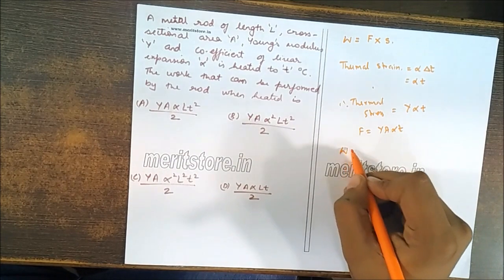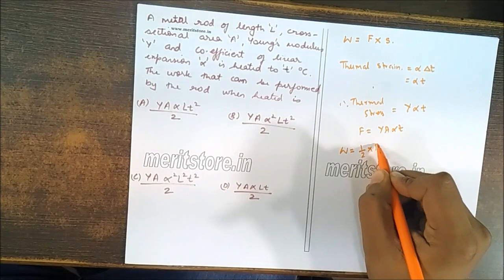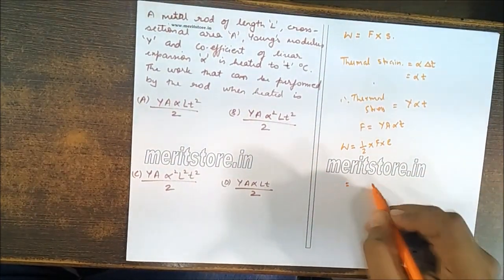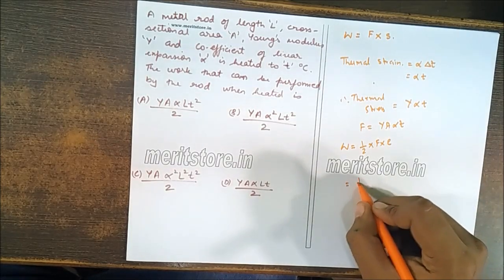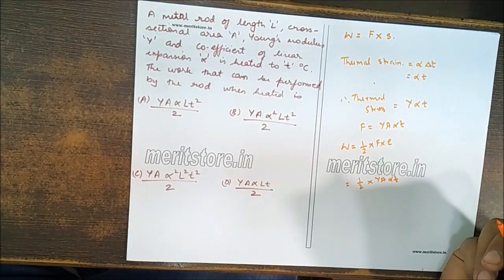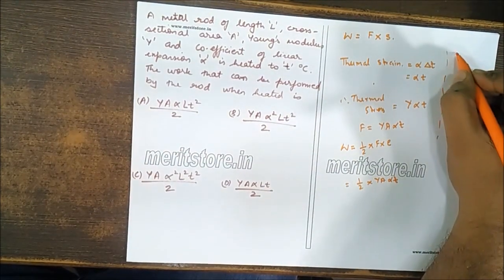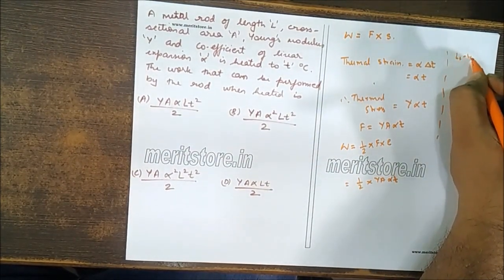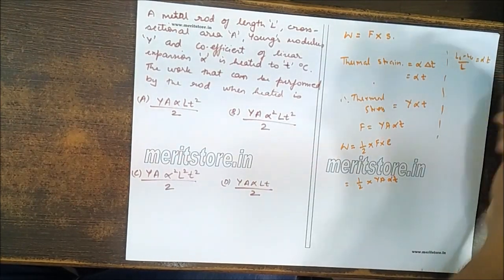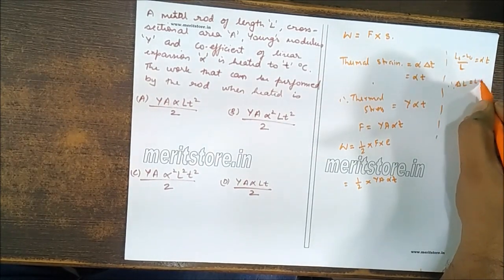Okay, now work done in elasticity, the formula is half into F into elongation. Therefore, I can say this is half into YA alpha T. Now I need to find out the elongation, so I'll say (L_T minus L naught) upon L is alpha T. Now this is strain. So if I want delta L, which is L_T minus L naught, it will be L alpha T.